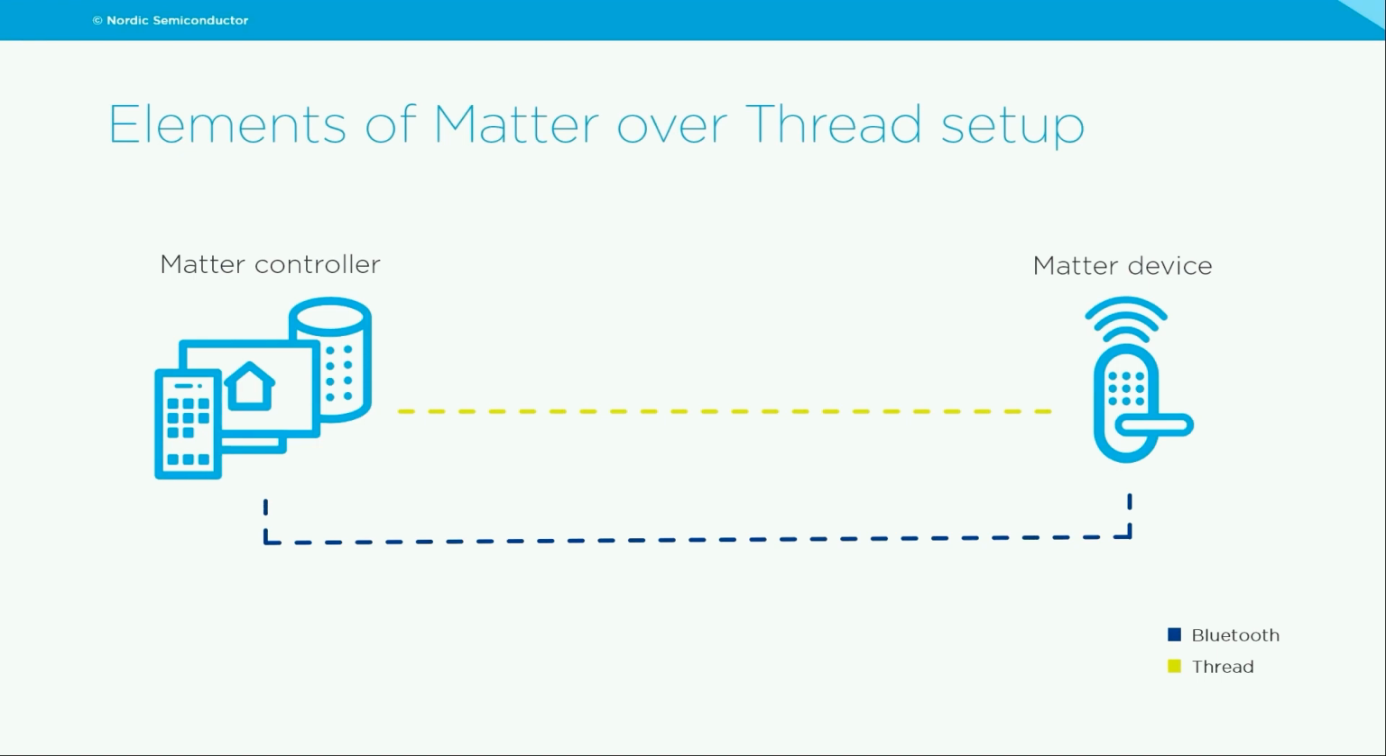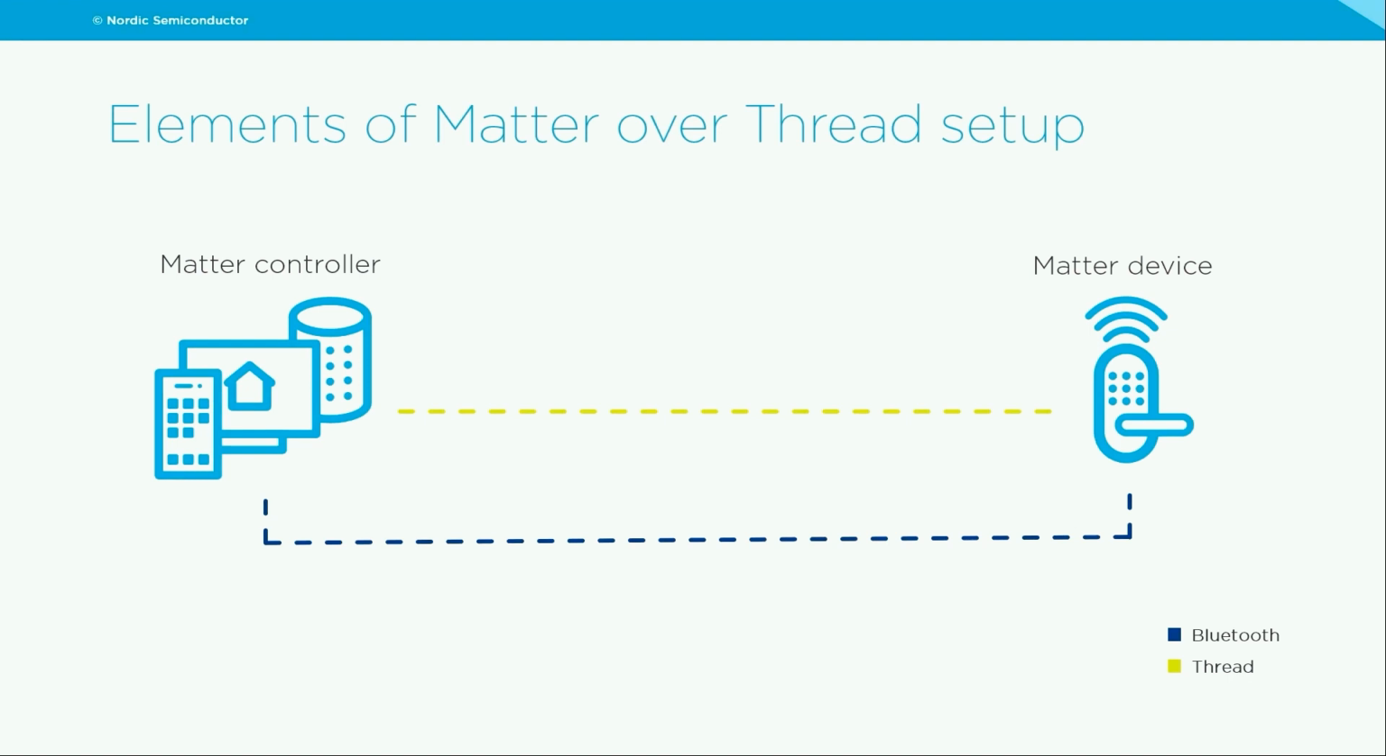Before we jump to practical workshops, I want to make sure that elements of a Matter over Thread setup are well understood. So just a fast recap from the previous webinar. Typical Matter communication happens between what is called a Matter controller and a Matter device. Bluetooth Low Energy is only used for commissioning the device into the network. However, afterwards, the application data exchange happens only over Thread using IPv6.